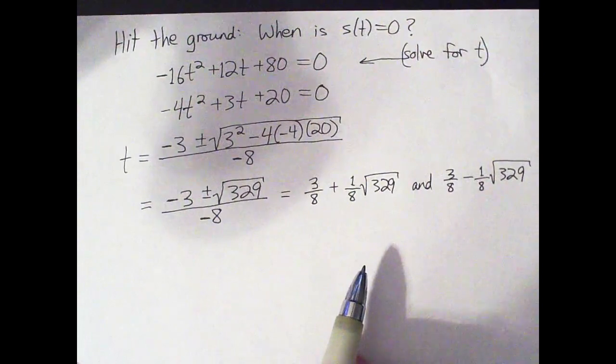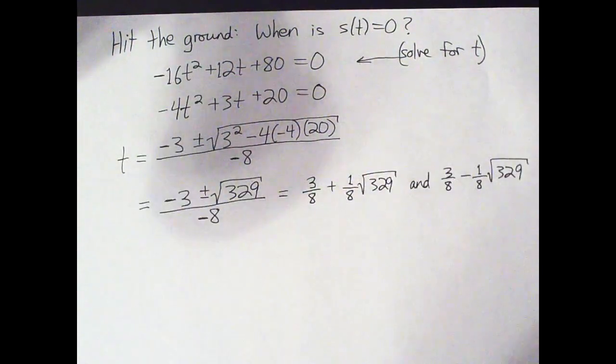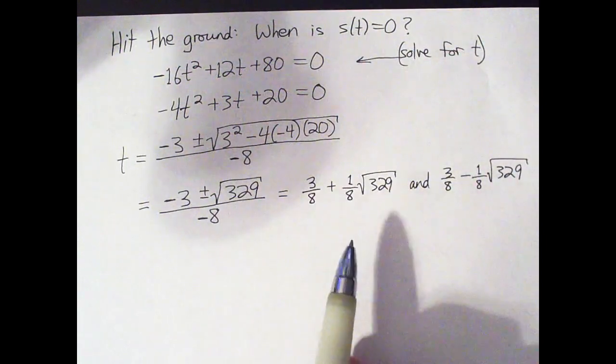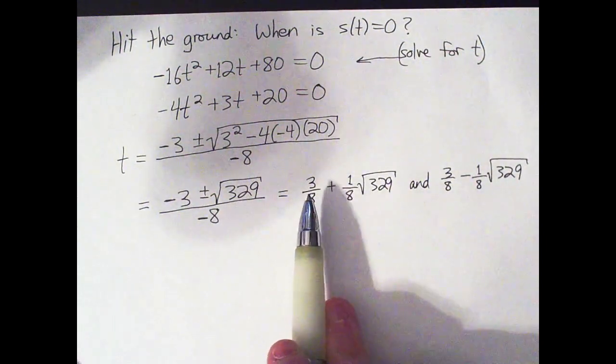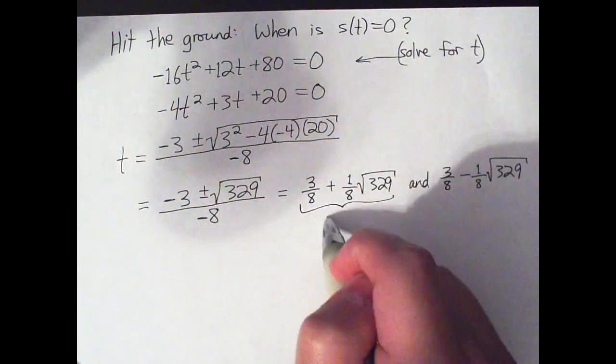So are these both answers? No, not really. Because we have a package falling, it's going to hit the ground at one time. It's not going to hit the ground twice. There's nothing in here that would suggest that it's bouncing or anything like that. So it hits the ground at one of these times. The trick is to notice that this is something positive plus something positive, so overall, this is a positive number.